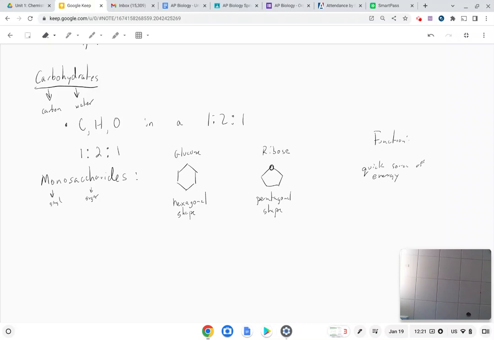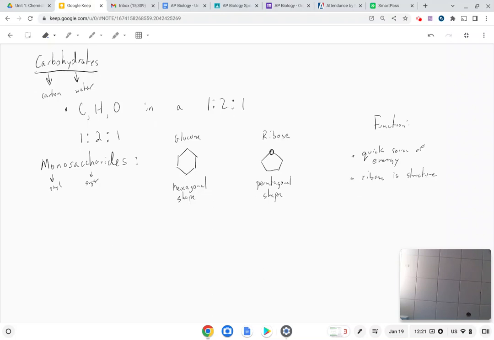But you'll also find out that ribose is structural too. There's a couple things that are made of ribose. We'll get to those later. But glucose, my mom has diabetes, and so she carries glucose tablets on her all the time to help with her blood sugar, right? So the sugar that's floating around your blood is glucose, and it's the most quickly, readily available source of energy as far as carbohydrates go.